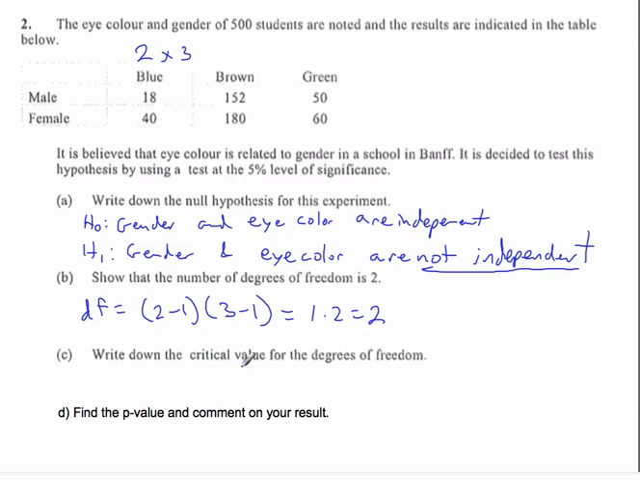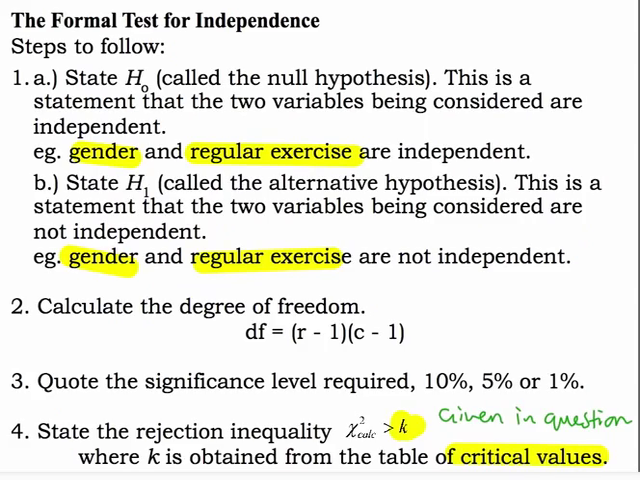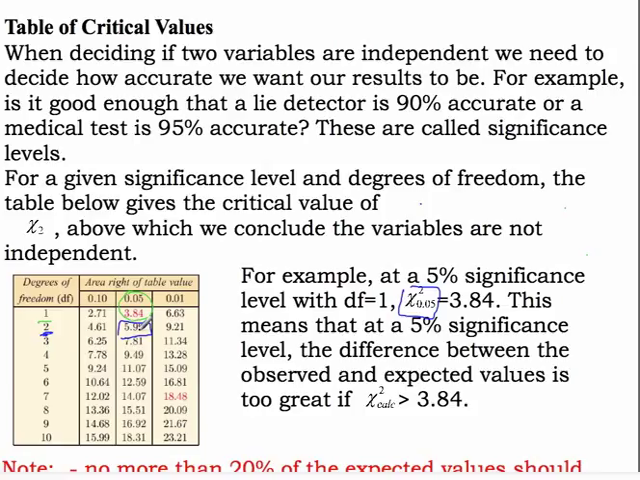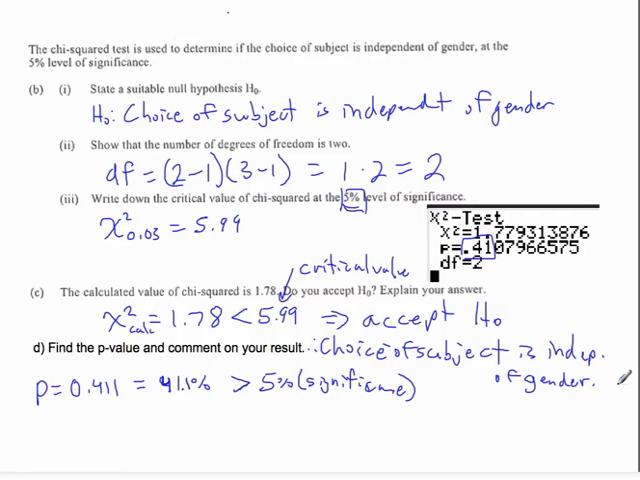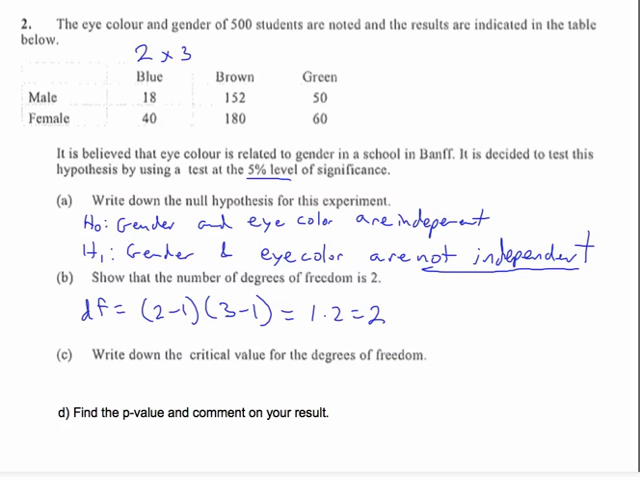We're going to write down the critical value for the degrees of freedom. So the degrees of freedom is 2, and we want a 5% significance level. So I think that's going to be the same as before. It's going to be 5.99. Okay, so 5.99, like in the example before, is going to be the critical value we're going to be looking at.